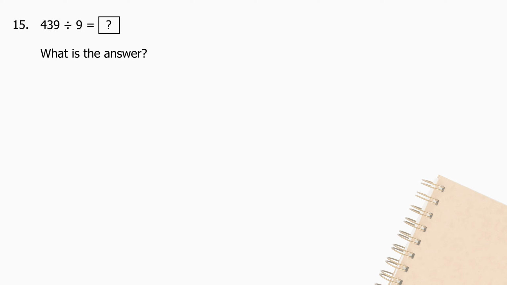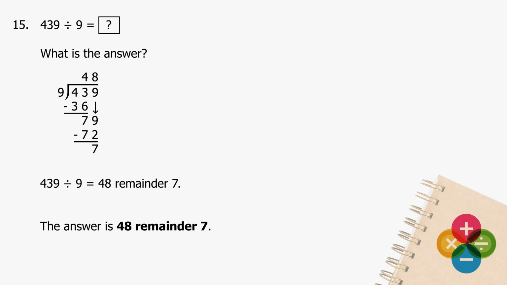Question 15. Divide 439 by 9, and the quotient is equal to the missing number. Divide 439 by 9, and the quotient is 48, remainder 7. The answer is 48, remainder 7.